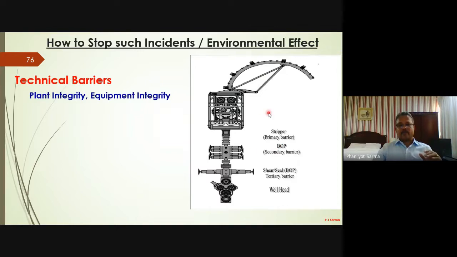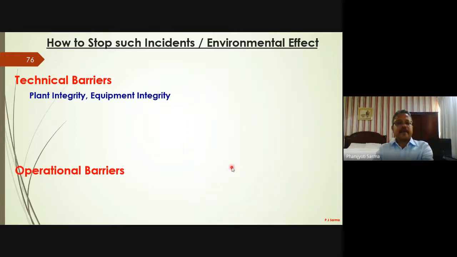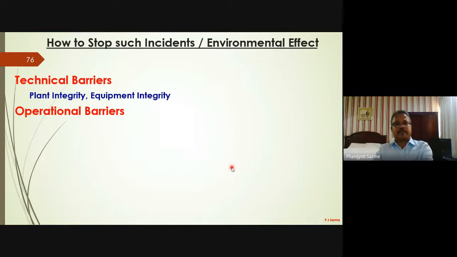Say for example, this is coil tubing. Stripper is a primary barrier, BOP is a secondary barrier, shear seal BOP is a tertiary barrier, and these are installed on the top of the Christmas tree. Then comes the operational barrier.